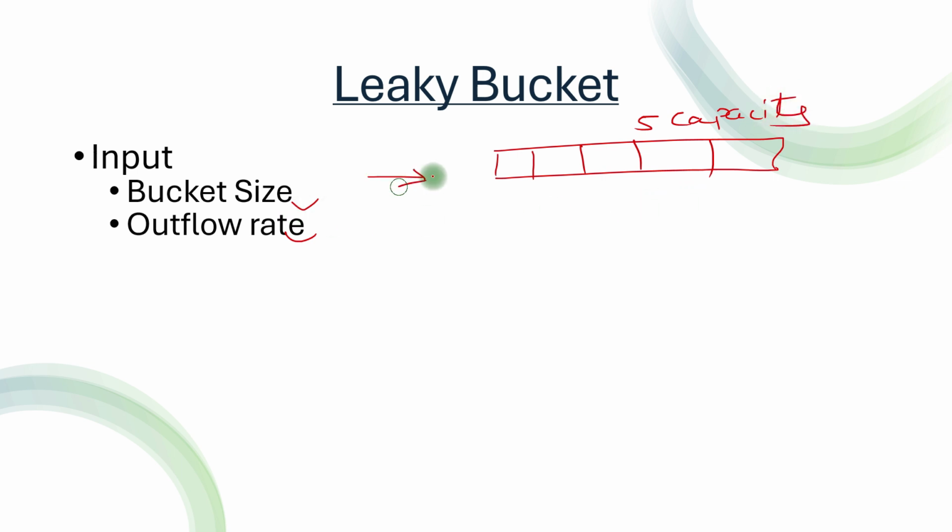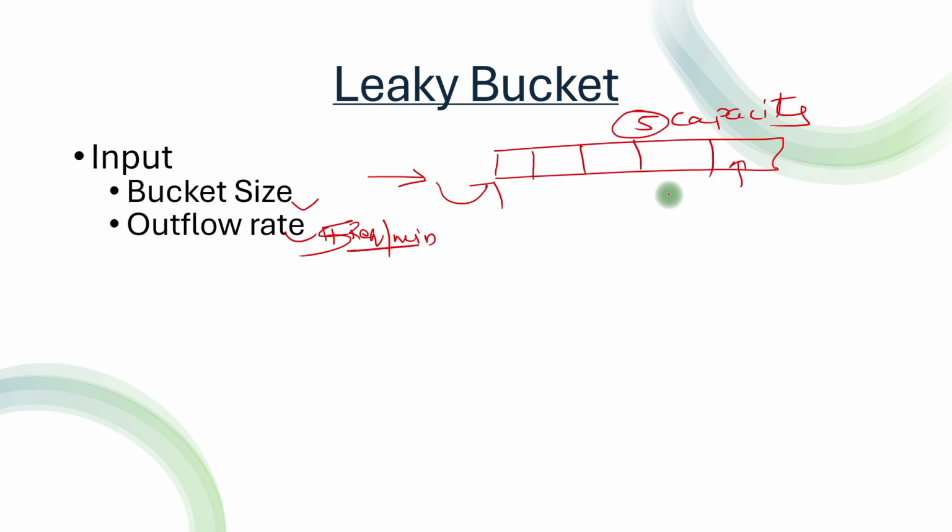If any new request comes into the picture, it will check whether the queue is empty or has any available capacity. As this is the first request that is coming in, it will just be queued in here, and this will be allowed because we have capacity available. Then there is the outflow rate. Let's say the outflow rate is 4 requests per minute. It is processing 4 requests per minute. Capacity is 5, so let's make it consistent: 5 requests per minute in here, and capacity is 5.